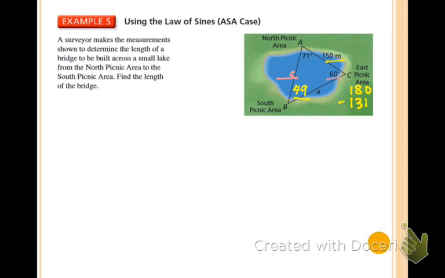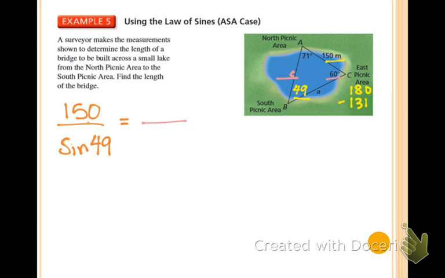60. So we're going to set up a proportion using these four things. We're missing a side, so sides are going to go on the top and angles on the bottom. So I'm going to start with what I do know. I know 150 over sine of 49. So my side is on top, my angle is on the bottom. All right, and then I'm going to find my missing piece.